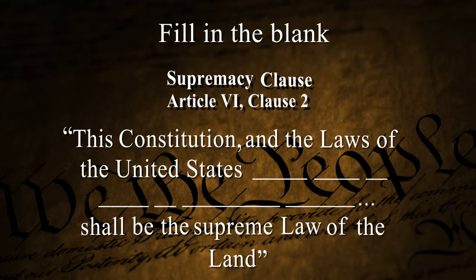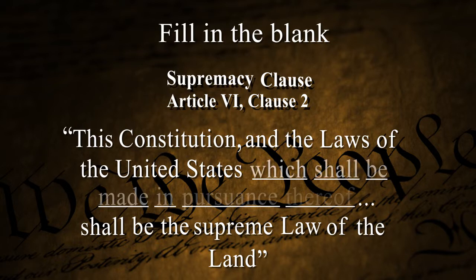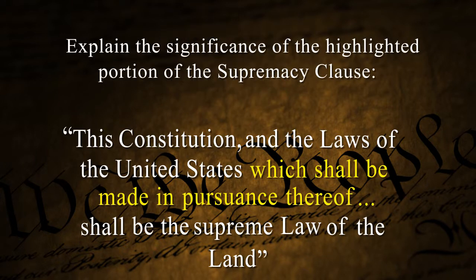Next thing is fill in the blank. This Constitution and laws of the United States, which shall be made in pursuance thereof, right? That's the condition, remember? And the next question says, essentially, what does that mean? Explain the significance of the highlighted portion of the supremacy clause, this yellow part, which shall be made in pursuance thereof. Tell me the significance of that. What does that mean? I'm listening. Go for it. Good. Keep going. I don't know where you're at.